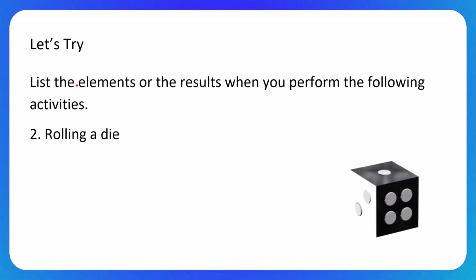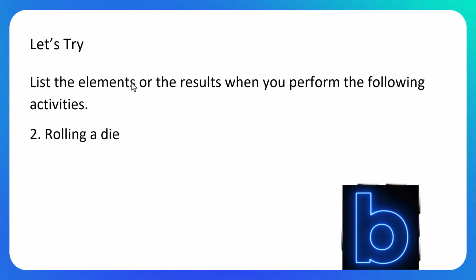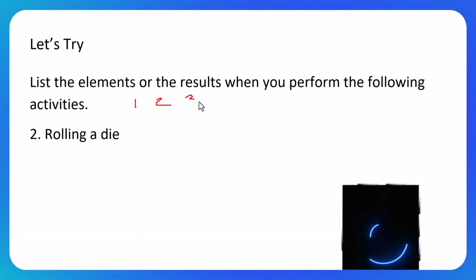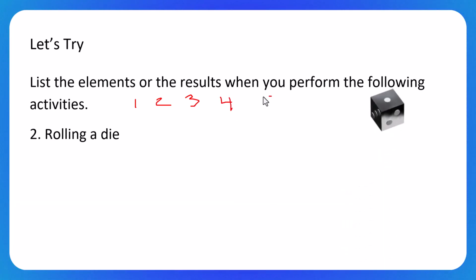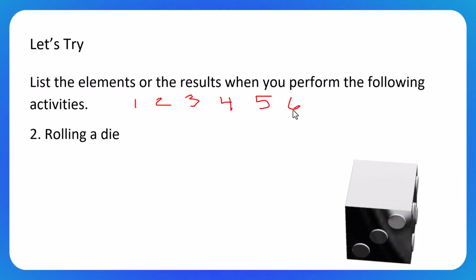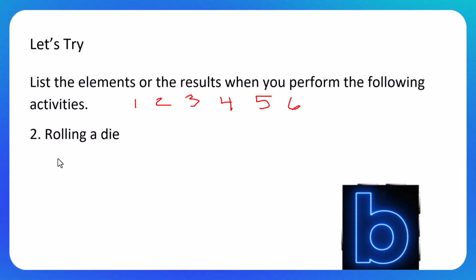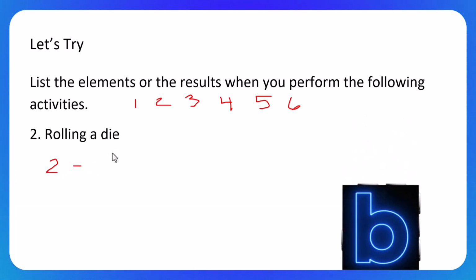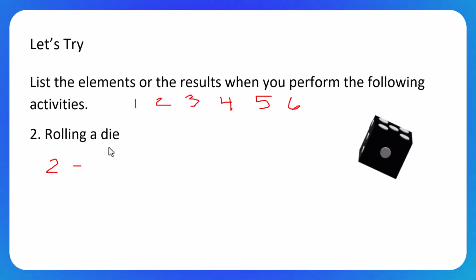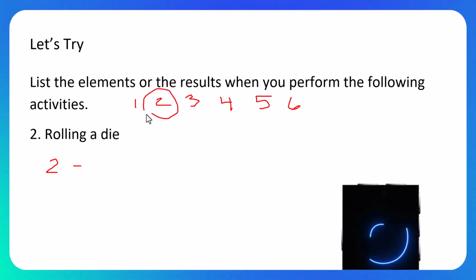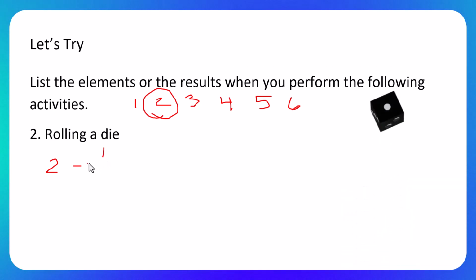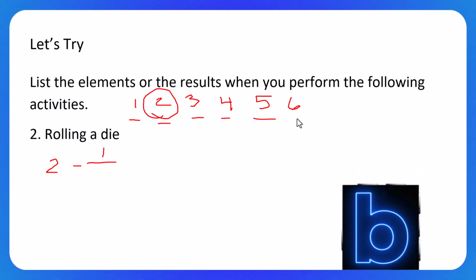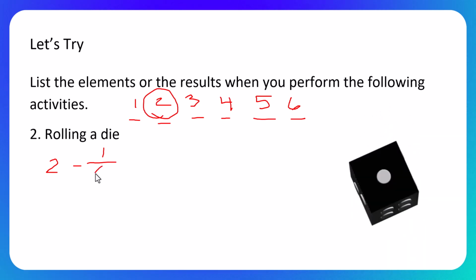Rolling a die. All right, how many sides of the die do you have? Think about that. We have 1, 2, 3, 4, 5, and 6. So if I ask for the probability of rolling a 2, the outcome I'm looking for is a 2, and there's only one of those out of the total possible outcomes, and there are 6 of those: 1, 2, 3, 4, 5, 6. So that probability is 1 out of 6.